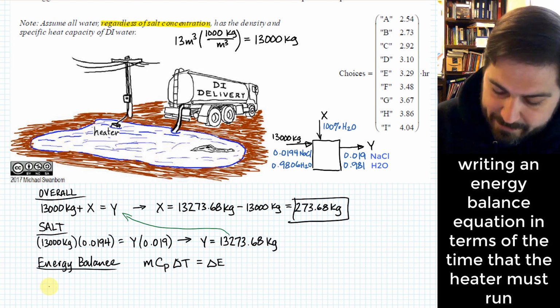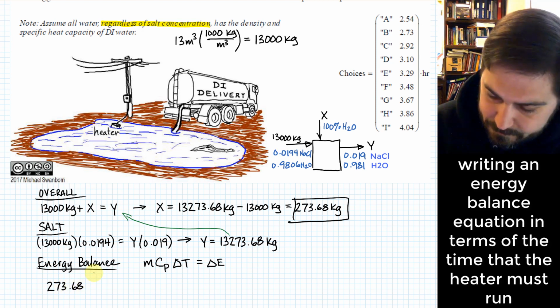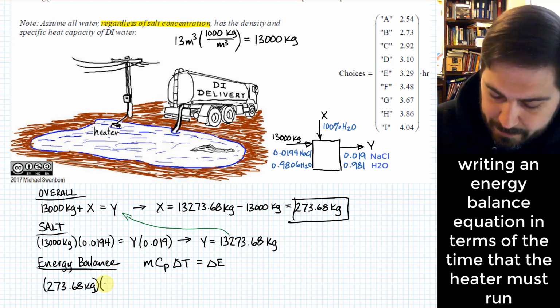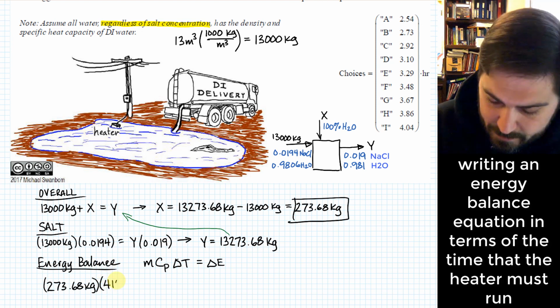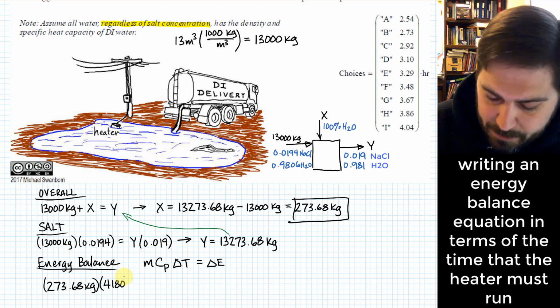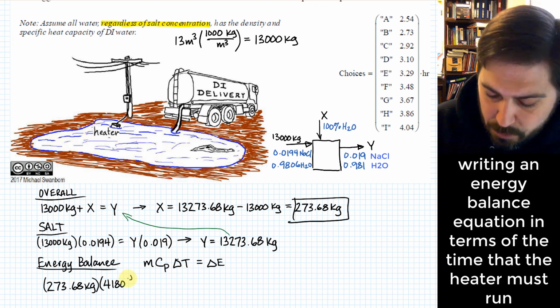And so we have that mass now of 273.68 kilograms multiplied by C sub P for water. Most of you have probably had to use this enough times to know that our typical value for the C sub P of water is 4180 joules per kilogram degrees C.